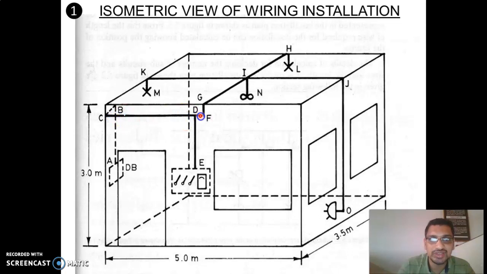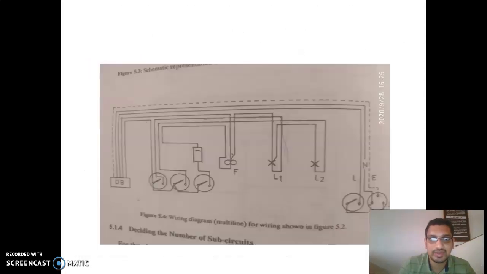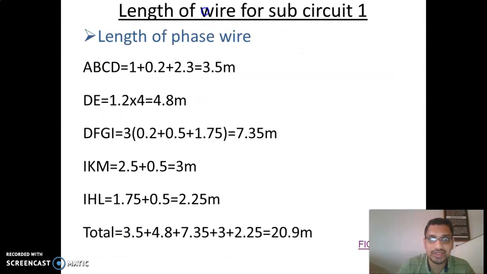So CD is part of the phase wire. We start from A to B, then B to C, then C to D. We know CF is equal to 2.5, and DF we assume as 0.2 or 0.3. So 2.5 minus 0.2 is CD, and we get 2.3. So ABCD is equal to 3.5 meter.